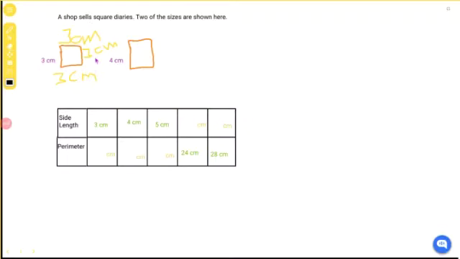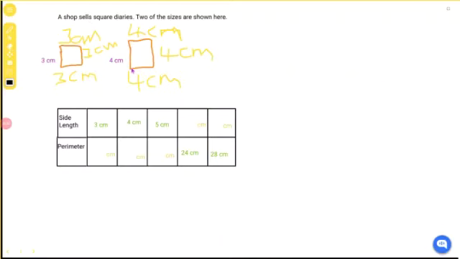Okay, so if we look at our second square diary, we can see that this side here is 4 centimetres. And squares have what? That's right, 4 equal sides. So we can put 4 centimetres here, 4 centimetres here, and 4 centimetres here. Because we know squares have equal sides, so all the measurements will be the same.